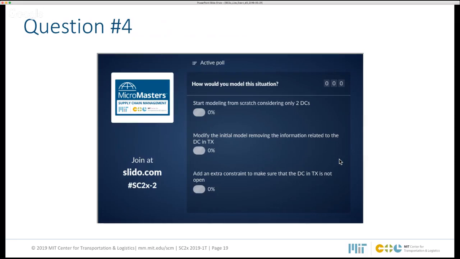We are starting to receive some responses. Some of you are saying to start from scratch. Others are saying to modify the existing template. And the majority, almost 3/4 of you, are saying that you would add an extra constraint to make sure that the DC is not open. And that's the approach that we follow. I'm going to show you that constraint.